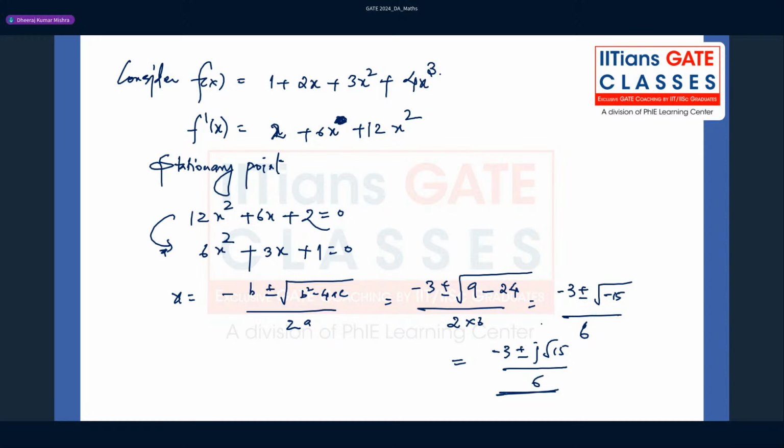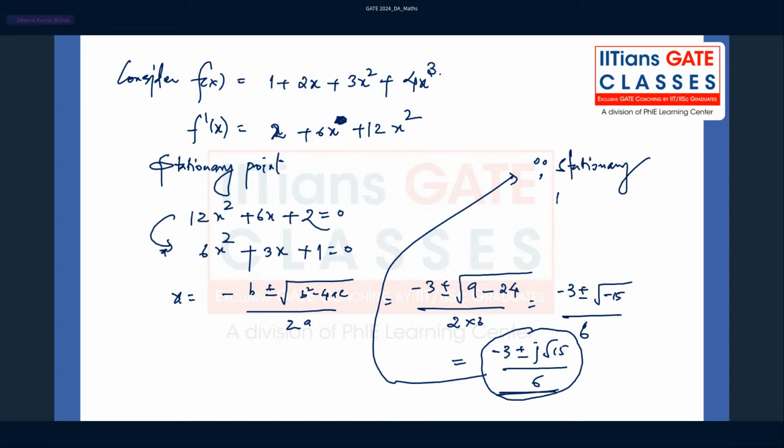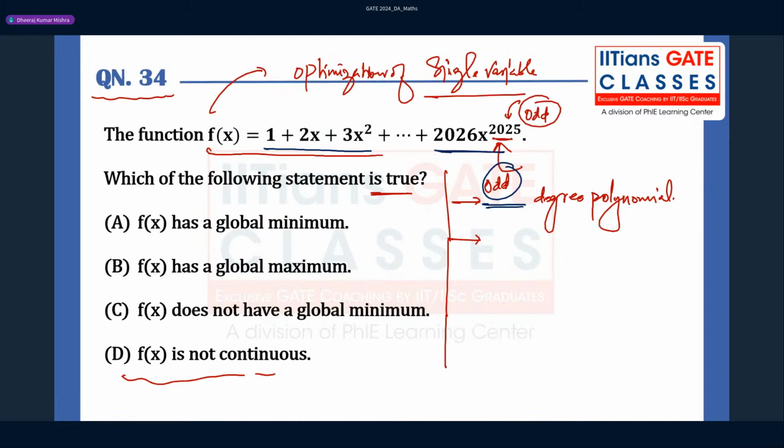As you can see here, since the stationary points are imaginary, you can directly claim that there will not be any maxima or minima. This is for sure, guys. This is a very important concept. There will not be any maxima or minima because the stationary points are imaginary, they are not real. That is very important.